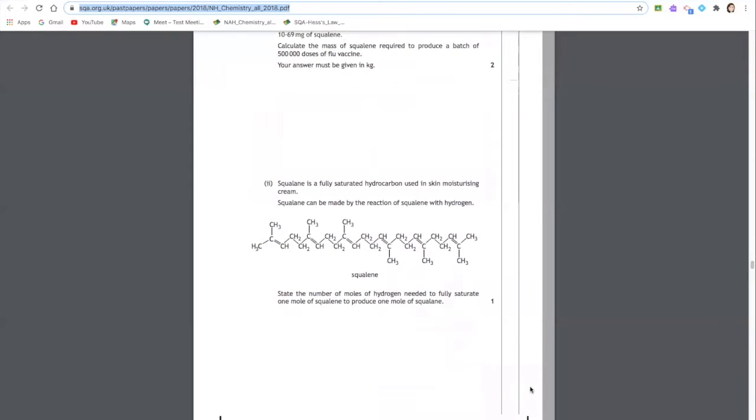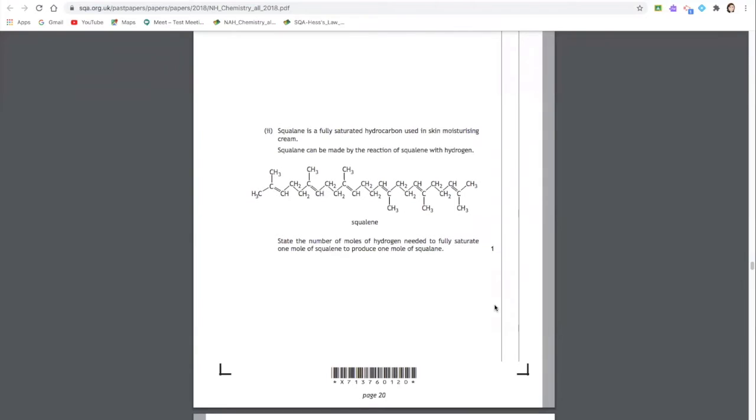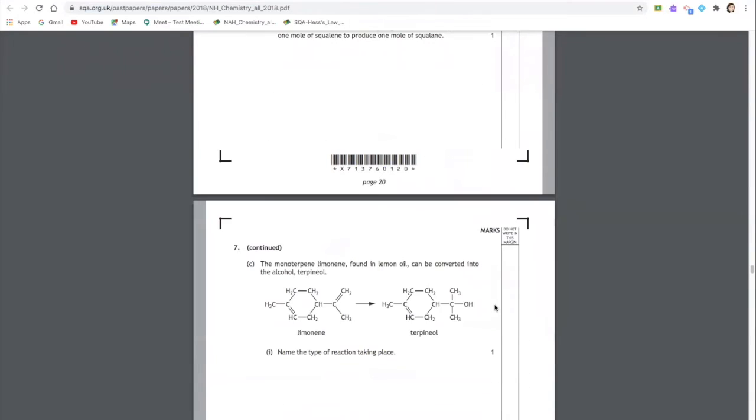So then part 2, state the number of moles of hydrogen needed to fully saturate 1 mole of squalene. So when you're reacting with hydrogen, you're doing an addition reaction, breaking the double bond and adding hydrogen across it. That means that you will need 1 mole of hydrogen for every double bond in the molecule. So there are 1, 2, 3, 4, 5, 6 double bonds. So you will need 6 moles of hydrogen to fully saturate that molecule.